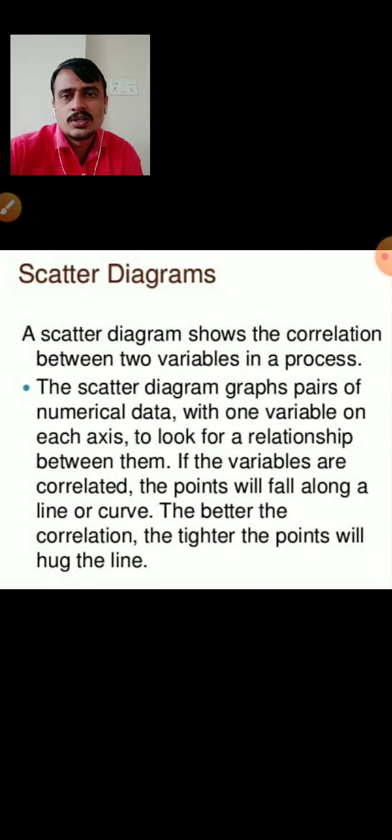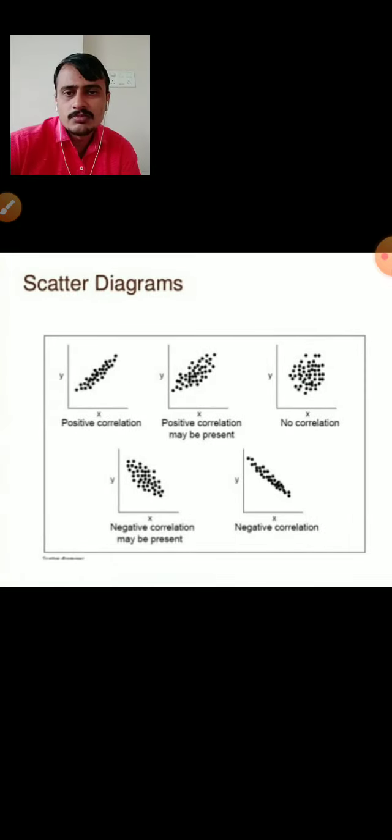Then scatter diagrams. It shows the correlation between two variables in a process. That means two variables are plotted. It uses pairs of numerical data, with one variable on each axis, to look for a relationship between them. If the variables are correlated, the points will fall along a line or curve. The better the correlation, the tighter the points will hug the line. Here see the different scatter diagrams for positive correlation, negative correlation, no correlation, positive correlation may be present and negative correlation may be present.